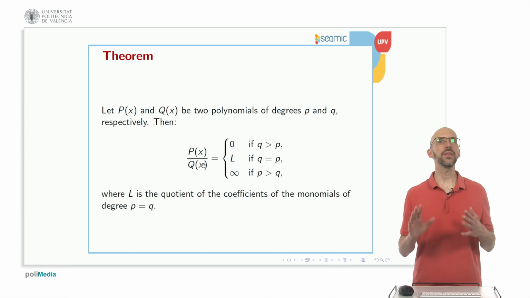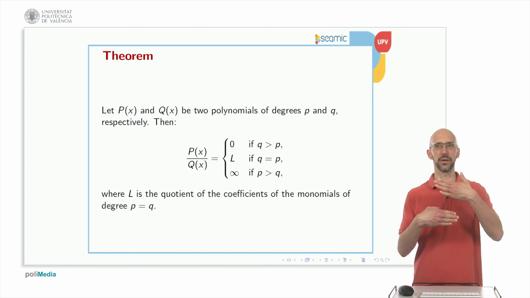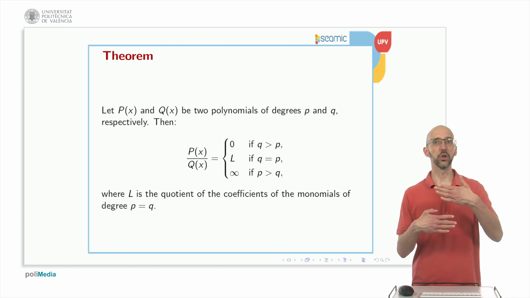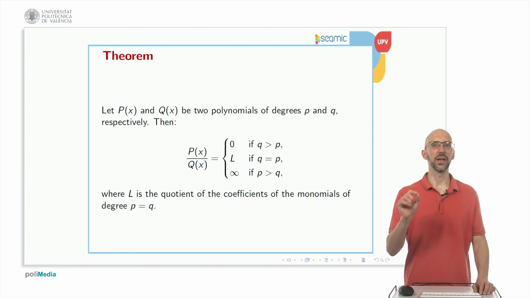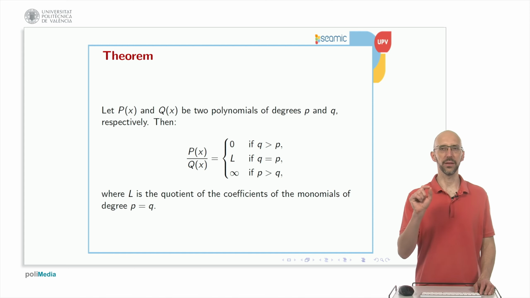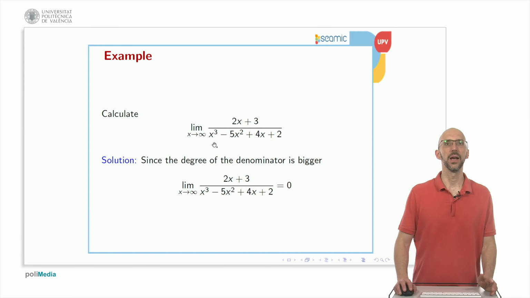So there are only 3 situations. You only need to check the degree of the numerator and denominator. Now, let's review it very fast. If the degree of the numerator, the one on top, is greater, infinity. If the degree of the denominator is greater, 0. If both are equal, then the limit is the quotient of the coefficients multiplying the power with the maximum exponent. Okay, we are going to see some examples to review that.